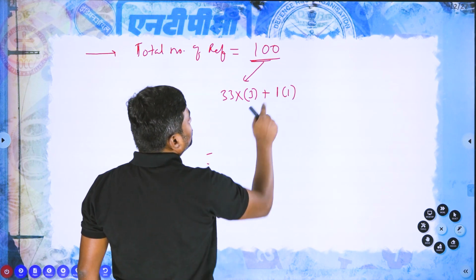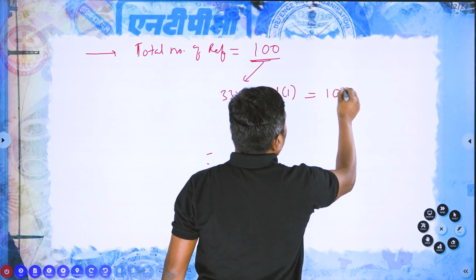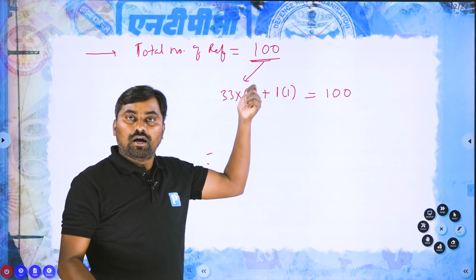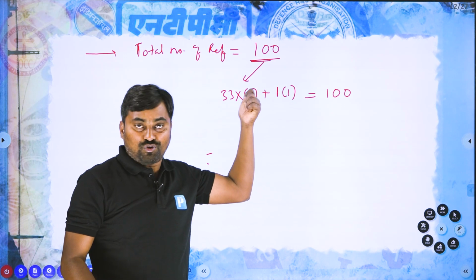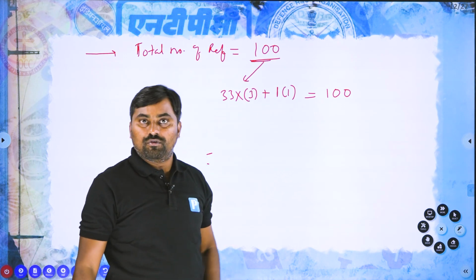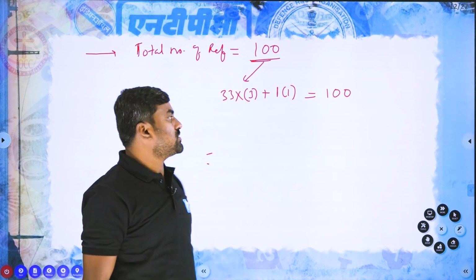33 times 3 is 99, plus 1 is 100. Am I right? Is the total 100 or not? I hope you're getting my point. 33 blocks are full, each block having three elements, and the last block having only one element. The total is 100 elements.